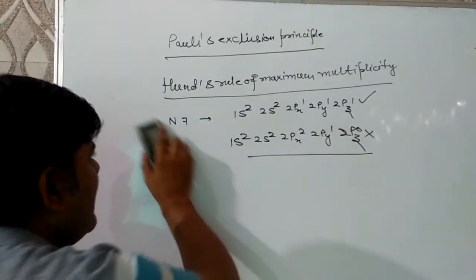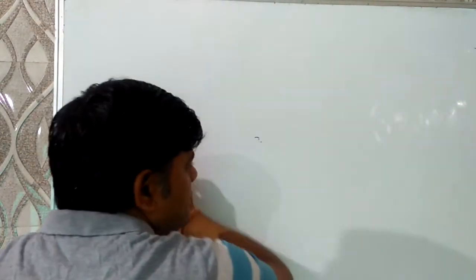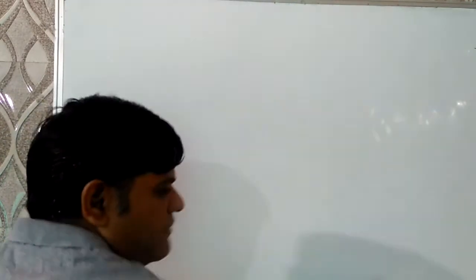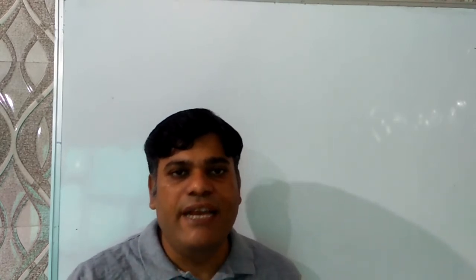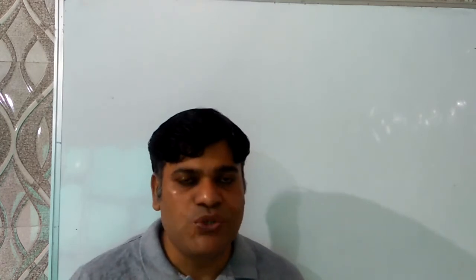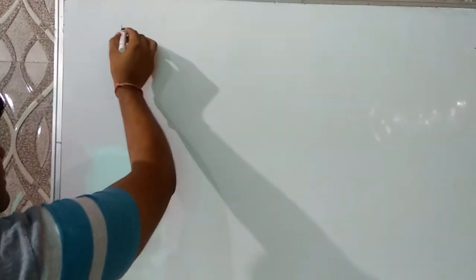Now we have to apply these three rules to write down the electronic configuration of elements. First, I am going to discuss the first 30 elements. Then we will discuss the electronic configuration of all elements. But today we will discuss only the first 30 elements, which are very important for our later chemistry chapters too.